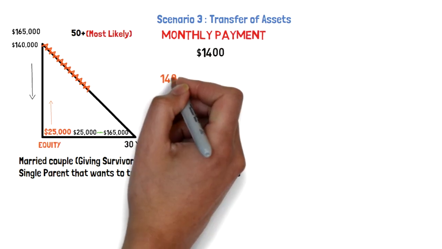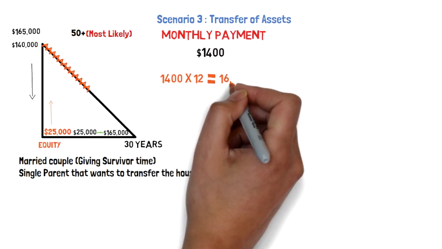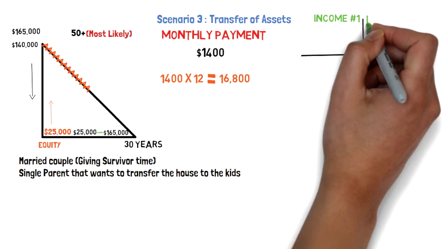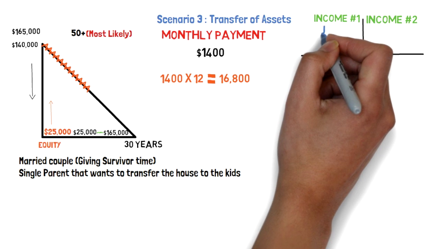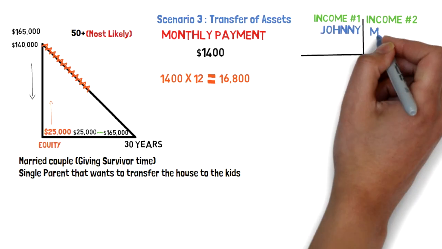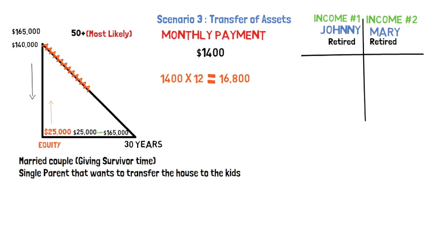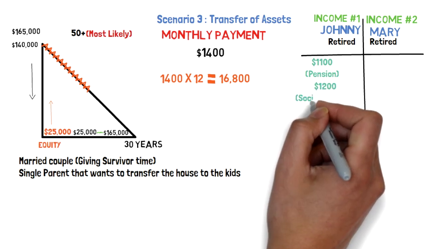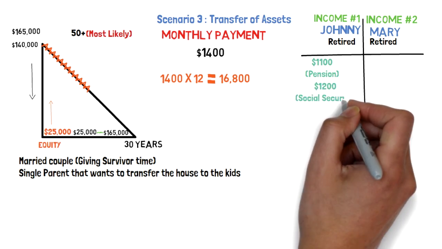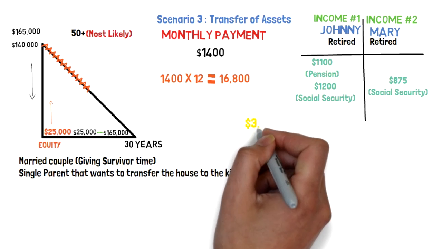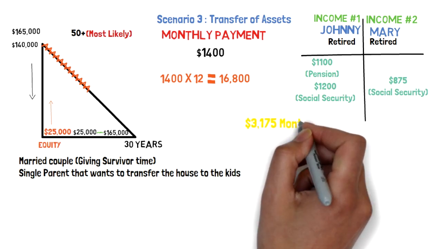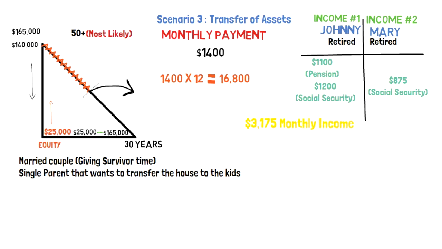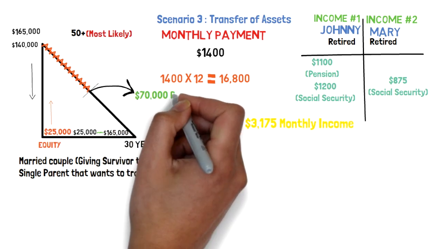If you take $1,400 and times it by 12, that comes out to $16,800. Let's talk about the financial inventory. The first income in the house is Johnny's. So we have Johnny and we have Mary. Johnny makes $1,100 off his pension and he makes $1,200 off his Social Security. Mary makes $875 off her Social Security. So the monthly household is $3,175 a month.